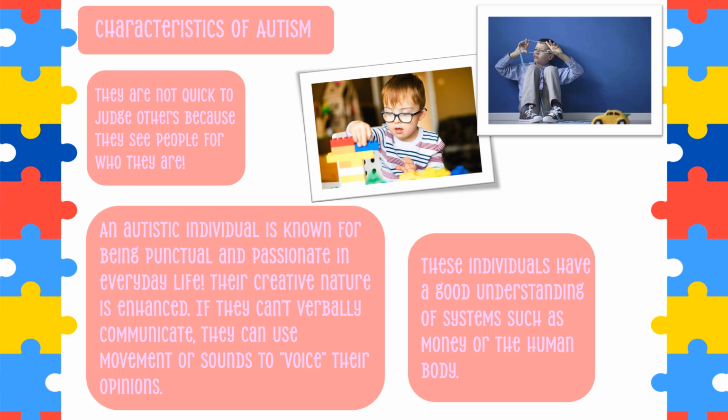An individual with autism can show many characteristics. They are known for being punctual and passionate in everyday life. Their creative nature is enhanced. If they can't verbally communicate, they can use movement or sounds to voice their opinions. My favorite example of this is seeing an autistic individual not being able to communicate verbally, but they can play the piano like no other.